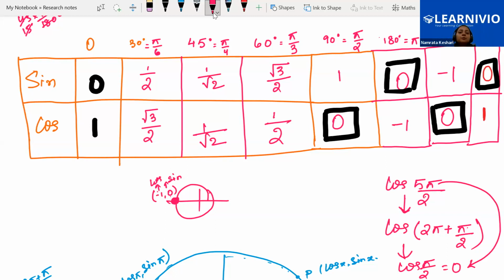Now what about 7 pi by 2? Ma'am, why are you taking only odd numbers? Pi by 2, 3 pi by 2, then 5 pi by 2, 7 pi by 2. Yes, that's what we are going to observe from here, just a second.